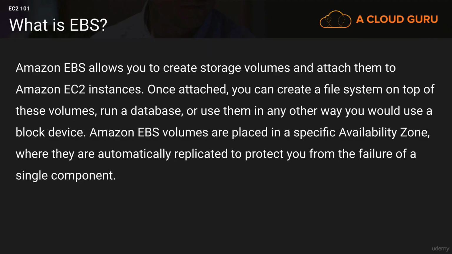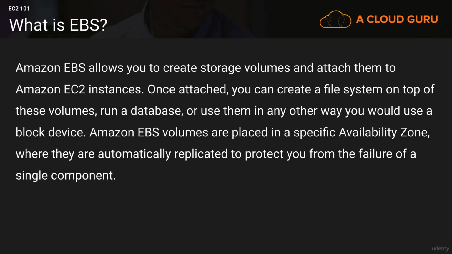So what is EBS? Well, it allows you to create storage volumes and attach them to EC2 instances. So think of EBS as disks that you attach to your virtual machines. And if you remember from S3, I kept going on and on about how that is object-based storage, and it's not suitable for installing operating systems or databases or applications on. With EBS, this is block-based storage. So this is storage that you can install operating systems on, that you can install databases on, that you can install your applications on. And so once attached to your EC2 instances, you can create a file system on top of these volumes, you can run a database, or you can use them in any other way that would use a block device.